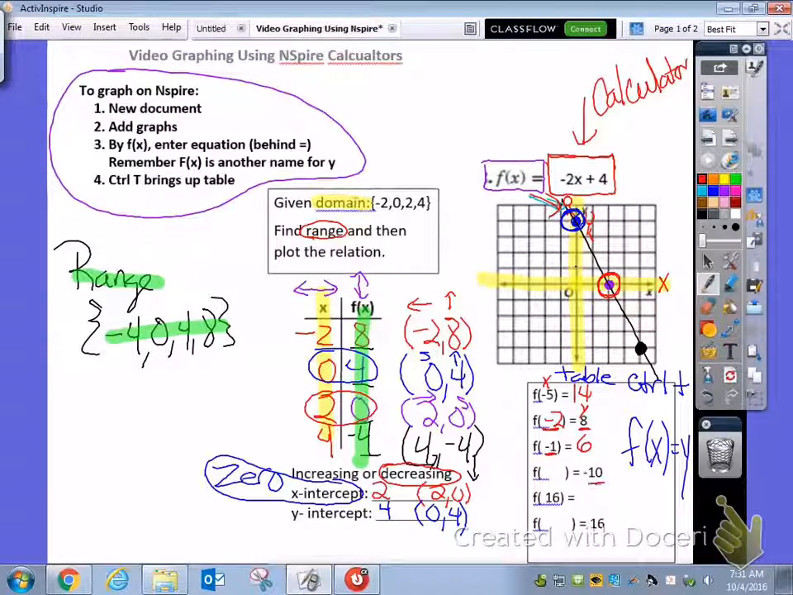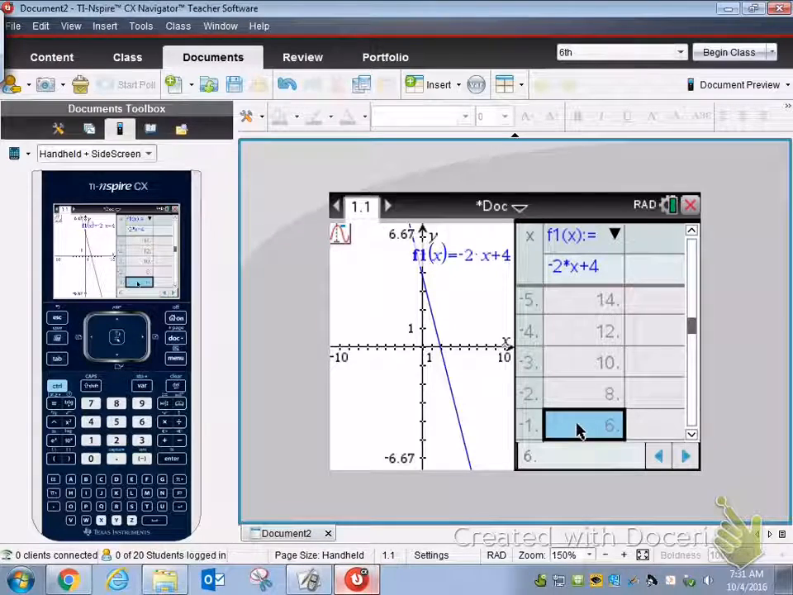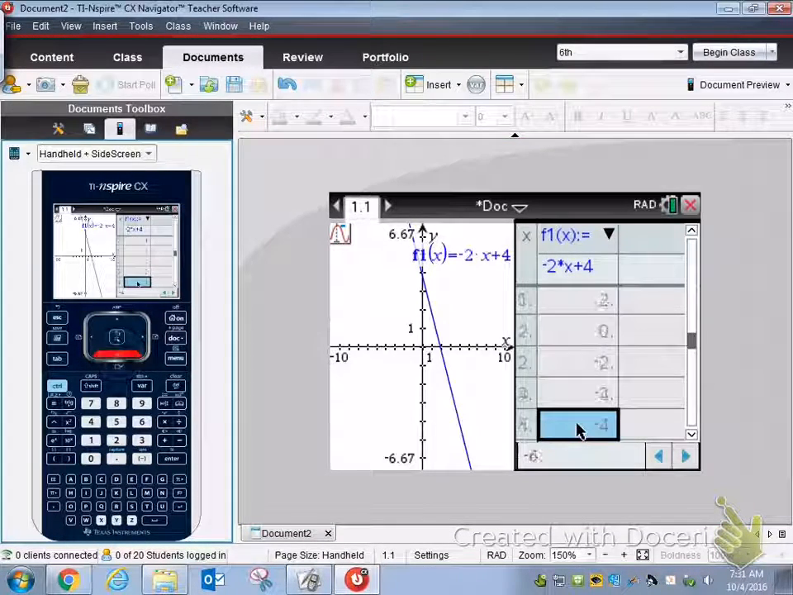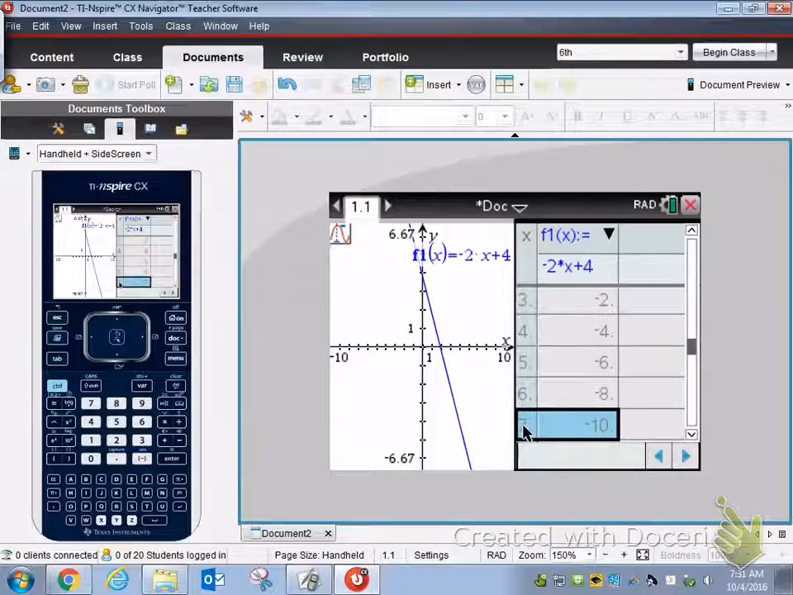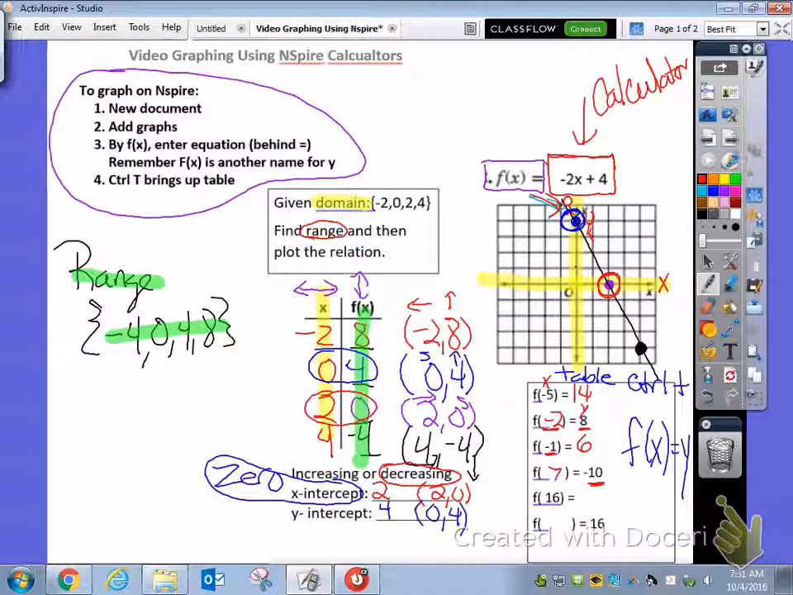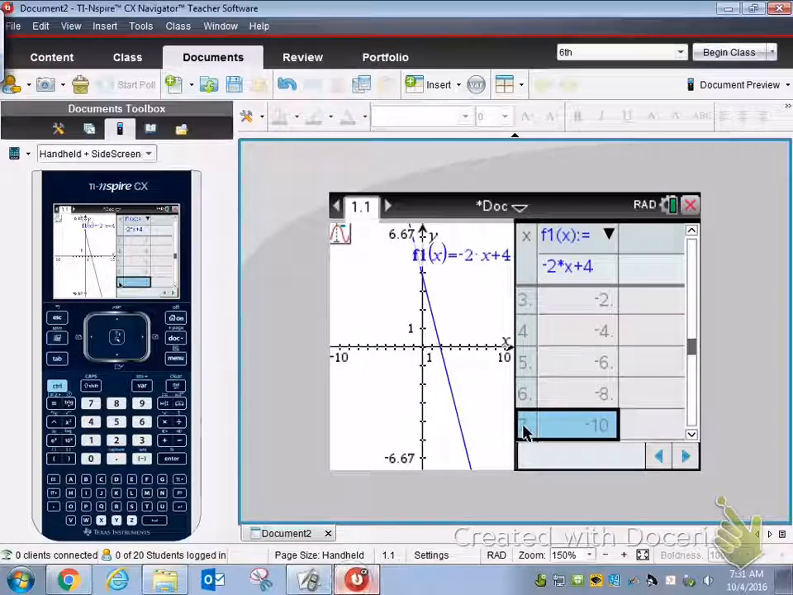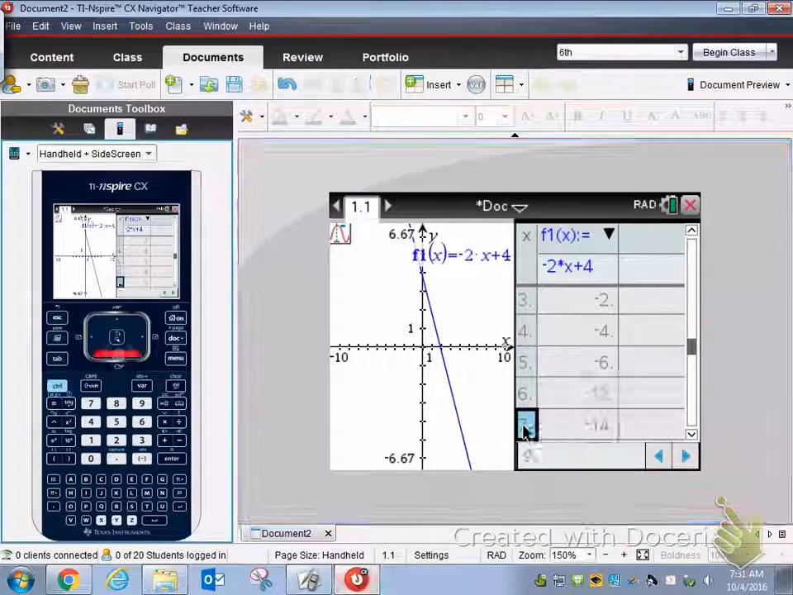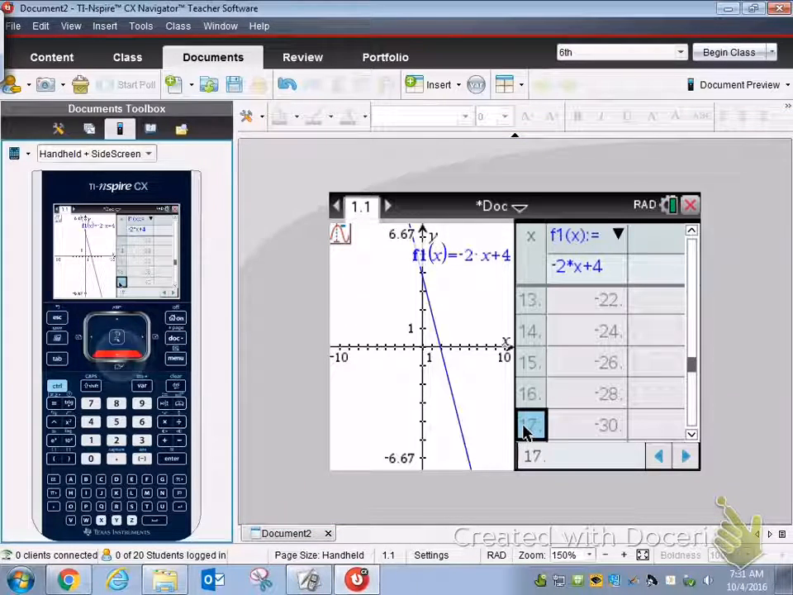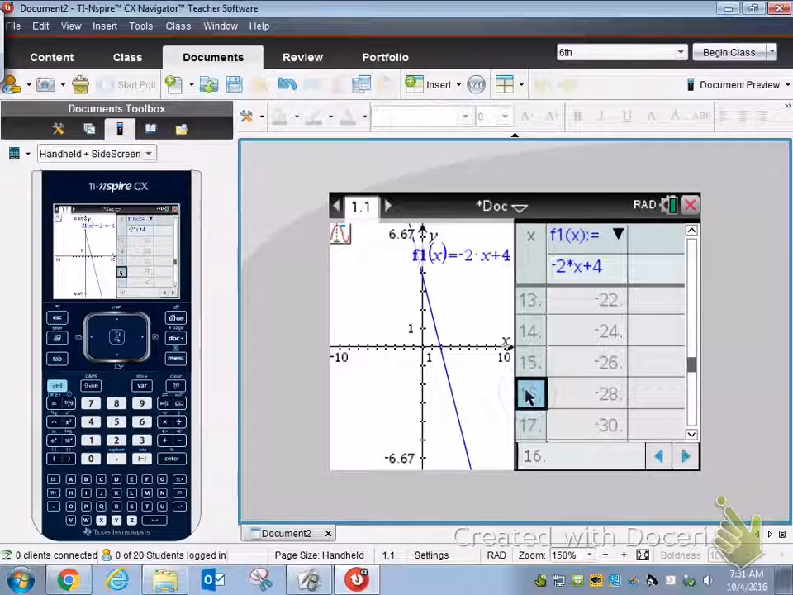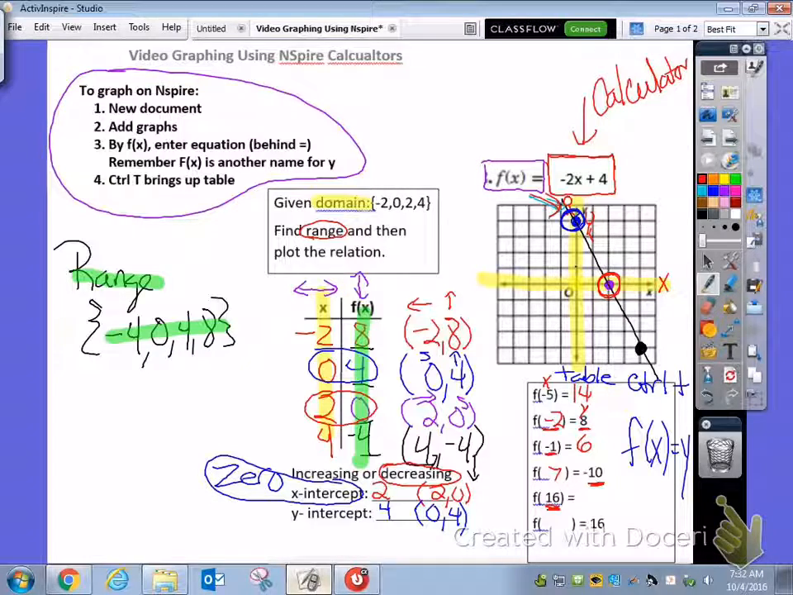Okay, this time I want negative 10, but it's in the y position. Now these are all positive, and notice it's getting smaller, so I'm going to keep going until I get to negative 10. There's negative 10. When negative 10 is in the y, x is 7. And then f of 16, so 16 is in the x position. I need to scroll down quite a bit. There's 16. When x is 16, y is negative 28.